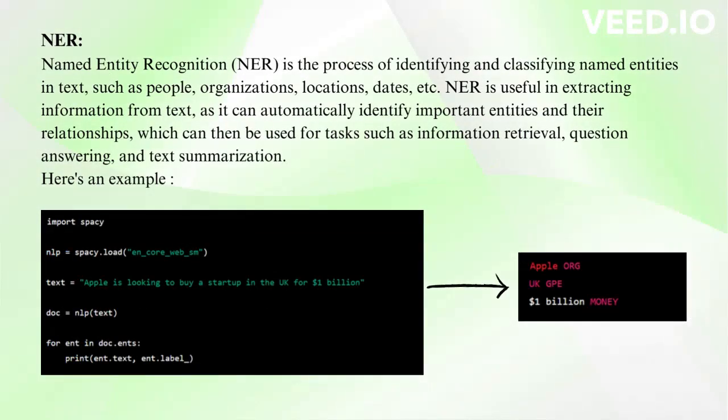Next is named entity recognition. It is a process of identifying and classifying named entities in text such as people, organizations, locations, dates, etc. NER is useful in extracting information from text as it can automatically identify important entities and their relationships, which can then be used for tasks such as information retrieval, question answering, and text summarization.